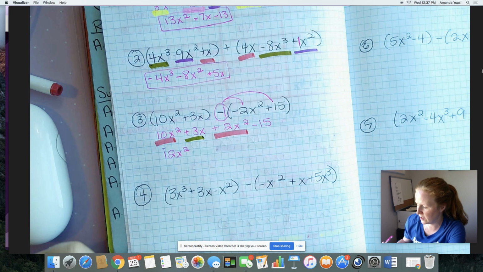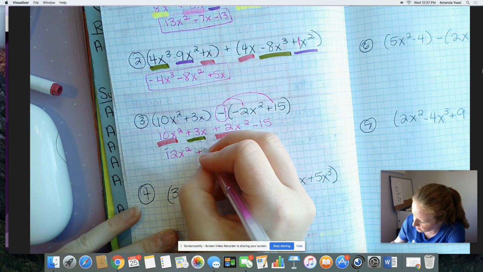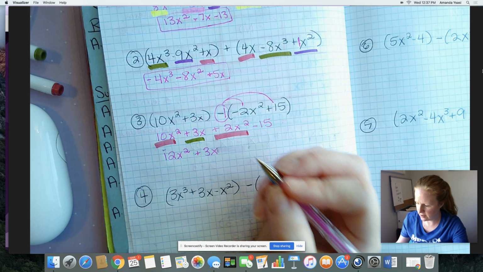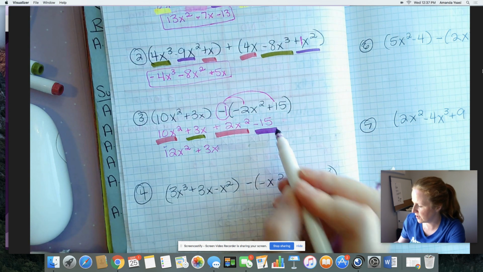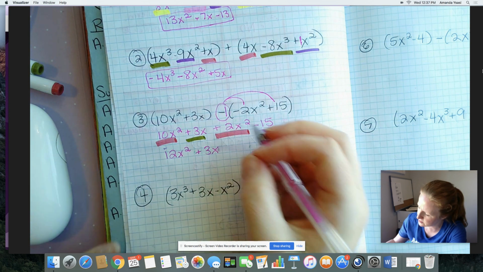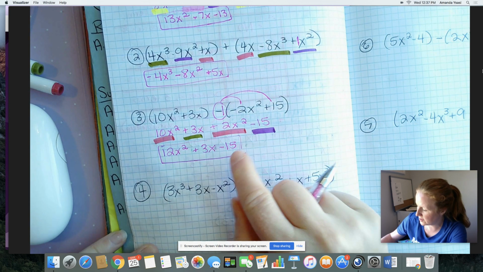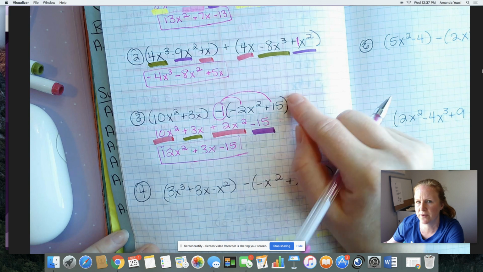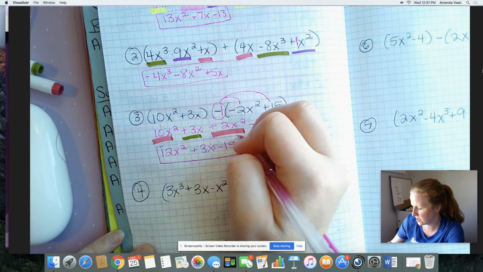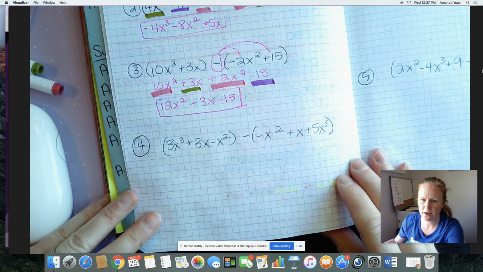Oh, nothing matches, so I'm just going to write plus 3x. And then I have -15. Nothing matches with that, so I'll write -15. And this is equivalent to this. They're equivalent expressions. This one is just in the simplified form. Okay, let's go to the next one.